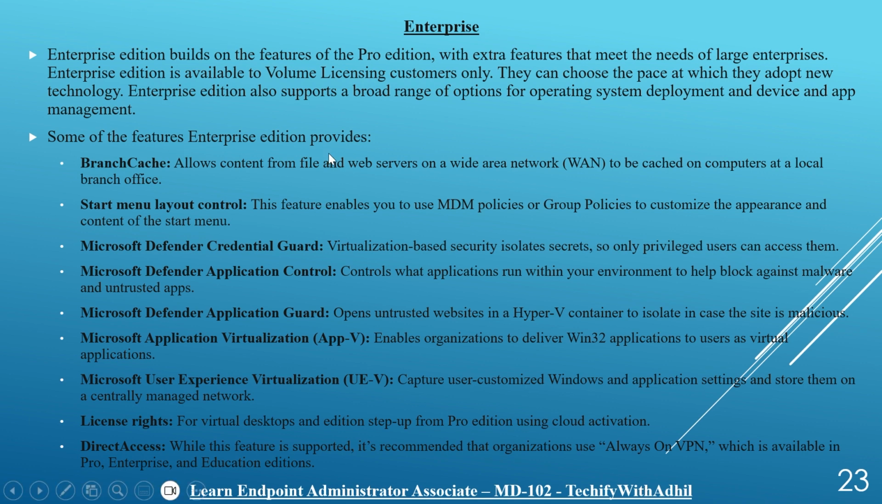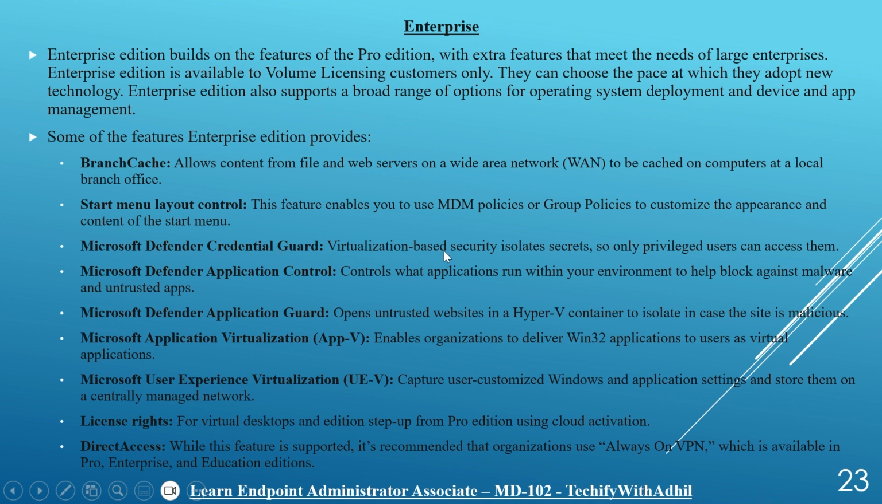Then this is the Enterprise Edition. So Enterprise Edition builds on the features of Pro Edition with extra features that meet the needs of larger enterprises. So these are the additional features the enterprise will have on top of the Pro Edition features. BranchCache allows content from file and web servers on a WAN to be cached on computers at a local branch office. Start menu layout control enables you to use MDM policies or group policies to customize the appearance and content of the start menu. Microsoft Defender Credential Guard.